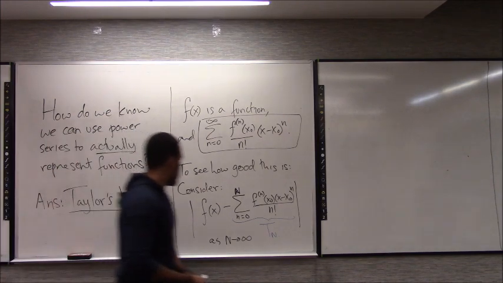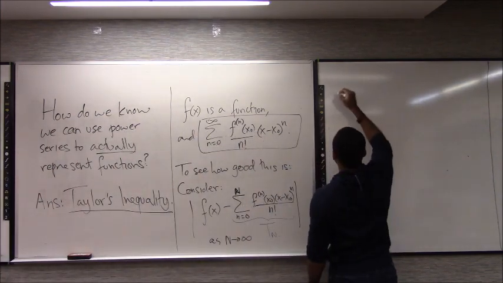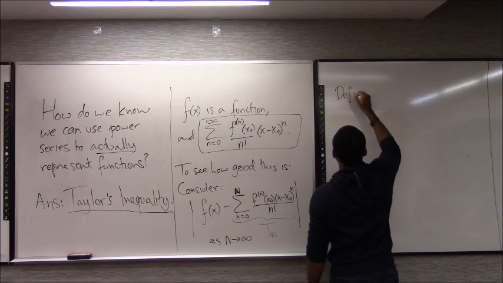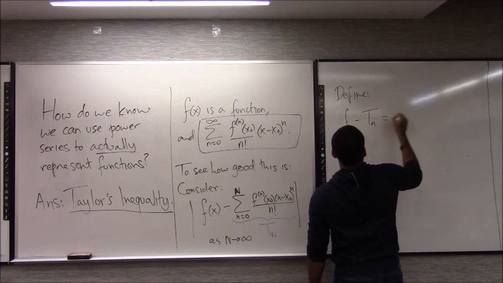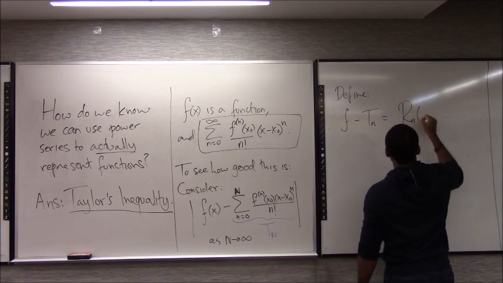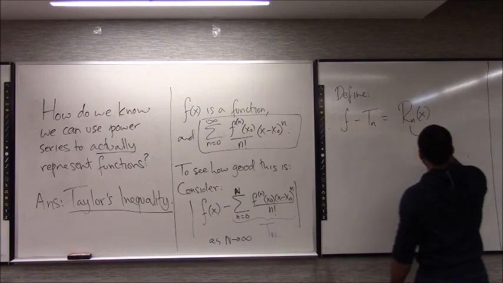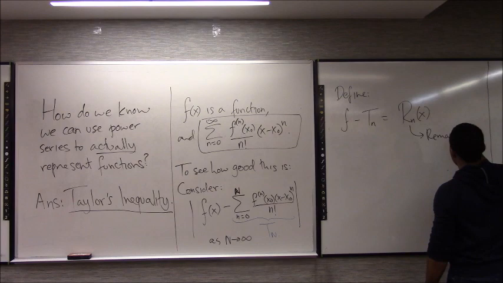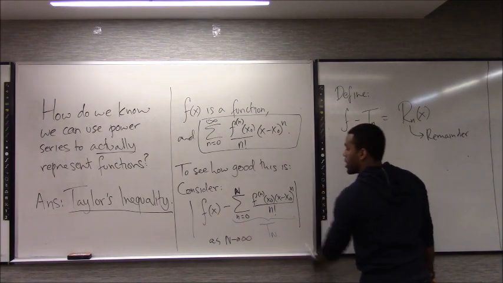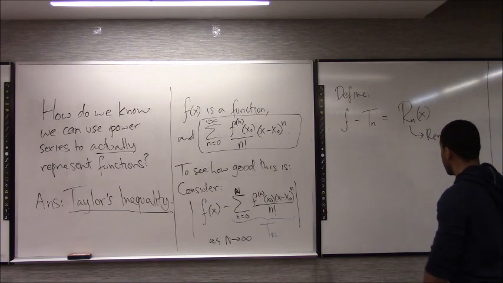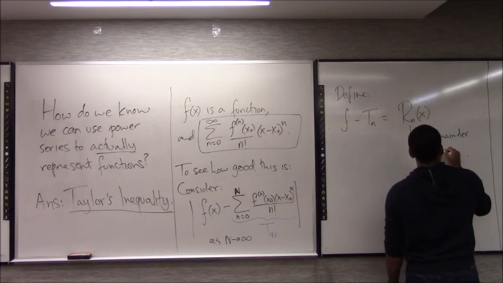Okay, now we can define the difference f minus big T as, say, r sub n of x. This is called the remainder term. So that's what's left over after you take the actual function values and subtract the values that you're outputting from the Taylor series. This is called the remainder term.